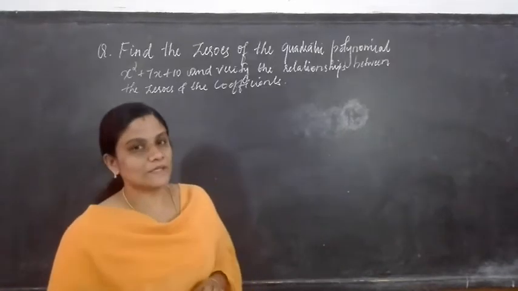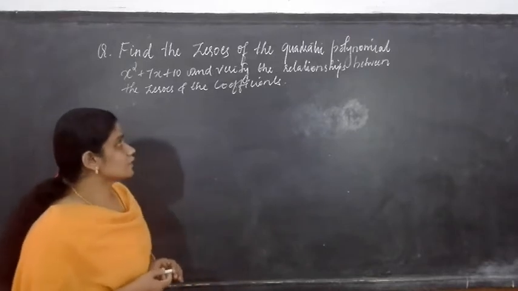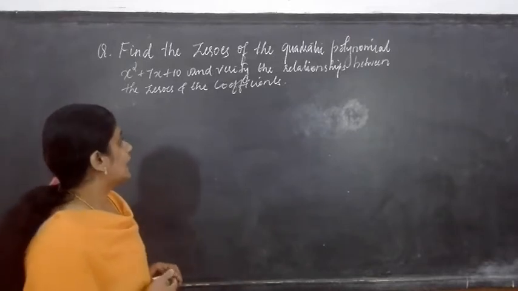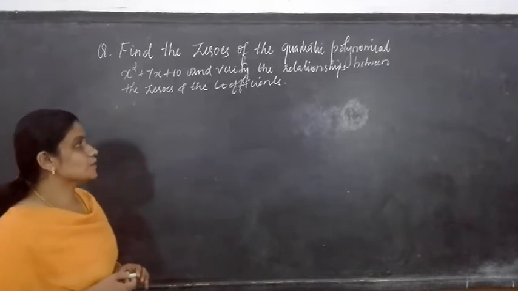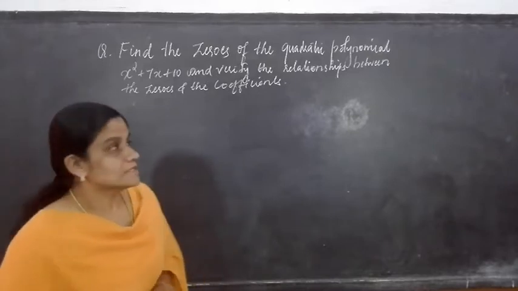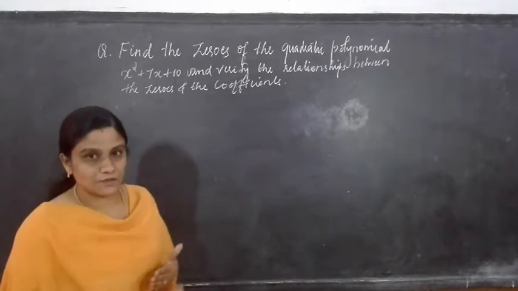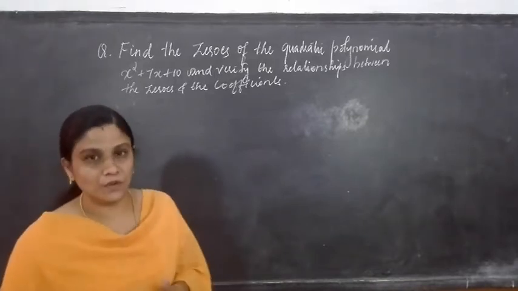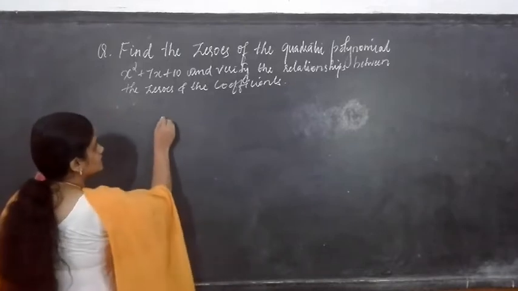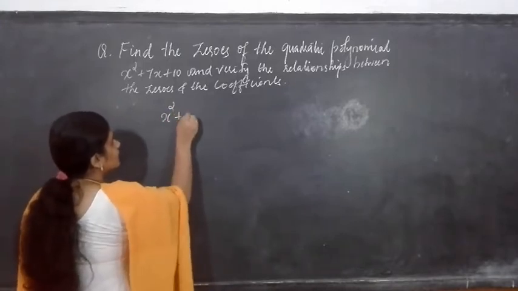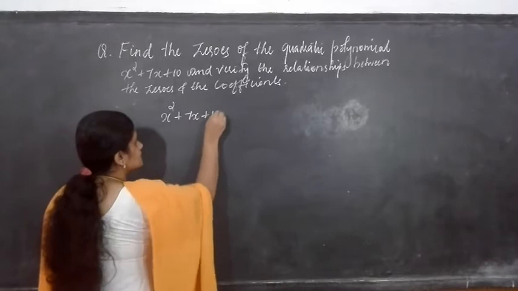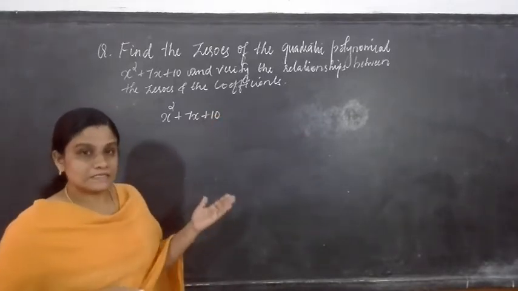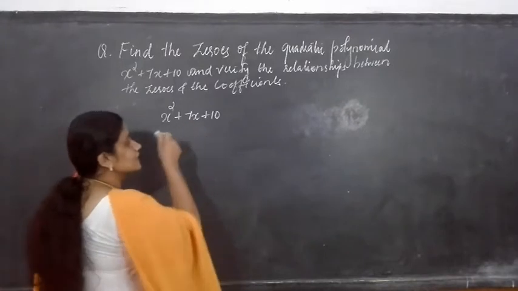Let us see one more question. Find the zeros of the quadratic polynomial x squared plus 7x plus 10 and verify the relationship between the zeros and the coefficients. So here first of all we have to find the zeros of the given polynomial and then we have to verify the relationship. Okay, so the polynomial given to us is x square plus 7x plus 10.